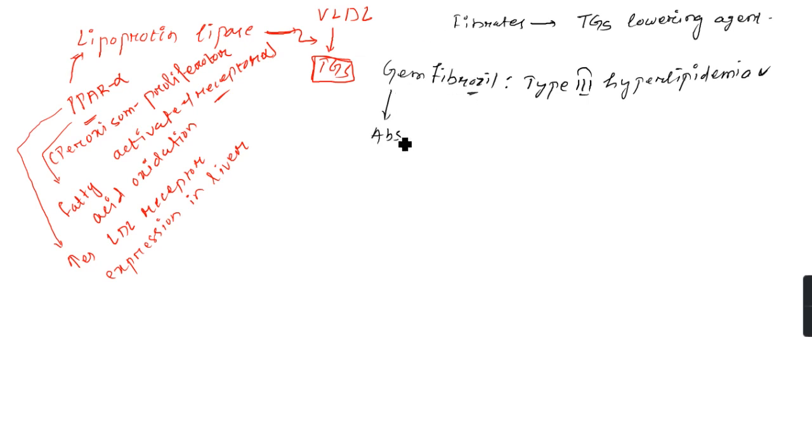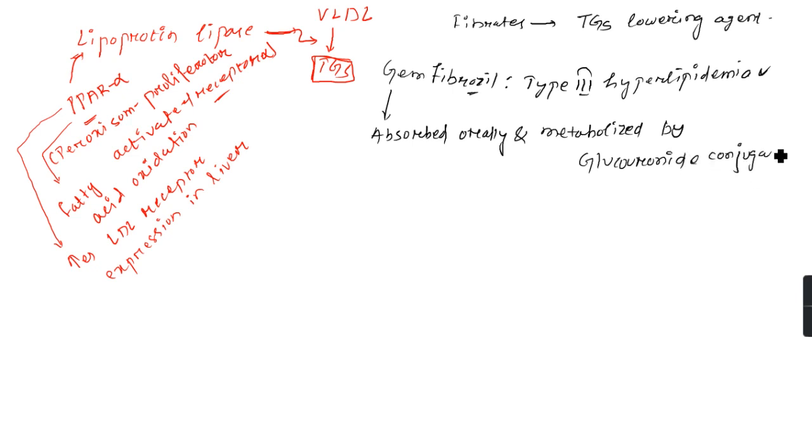So it is absorbed orally and metabolized by glucuronide conjugation. Okay. T-max is around 1 to 2 hours. Okay. So the basic dose is around 600 mg BD, taken during bedtime.